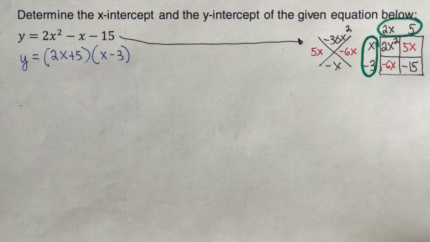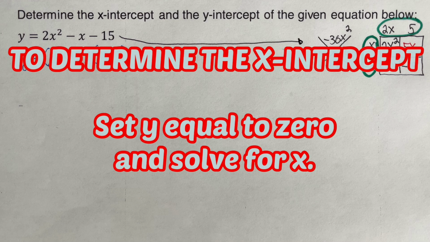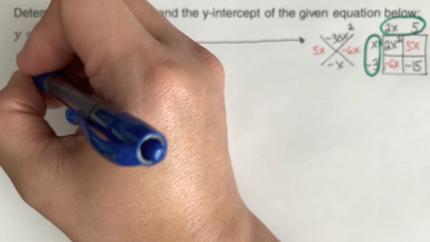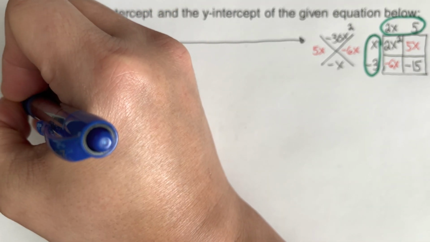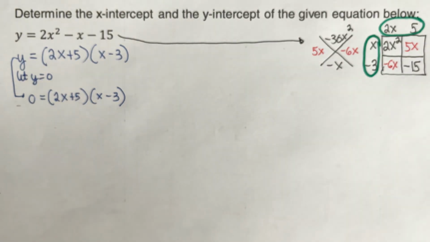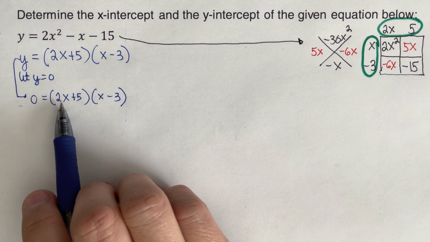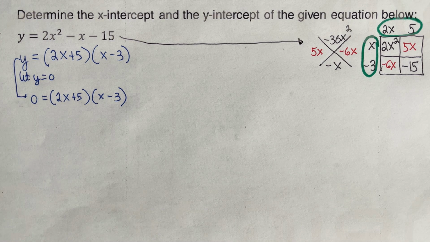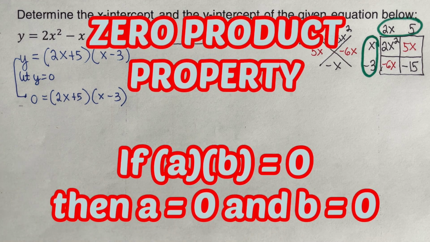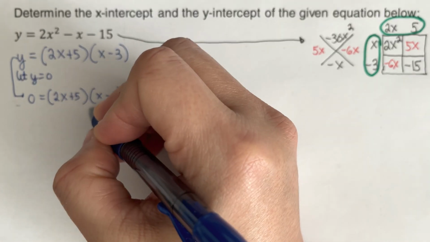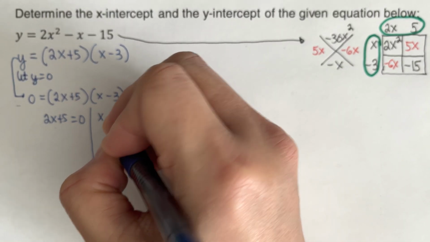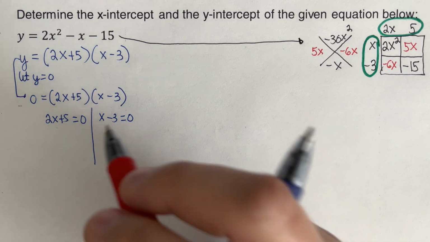So then we go ahead and determine the x-intercept. To determine the x-intercept, we set y equal to 0 and solve for x. Using this equation that we have right there, we can rewrite this. In order to solve for x, we're going to use the zero product property. The zero product property tells us that if we have a times b equal to 0, then a is equal to 0 or b is equal to 0. So in this case, 2x plus 5 is equal to 0 and x minus 3 is equal to 0. Then we solve for x.